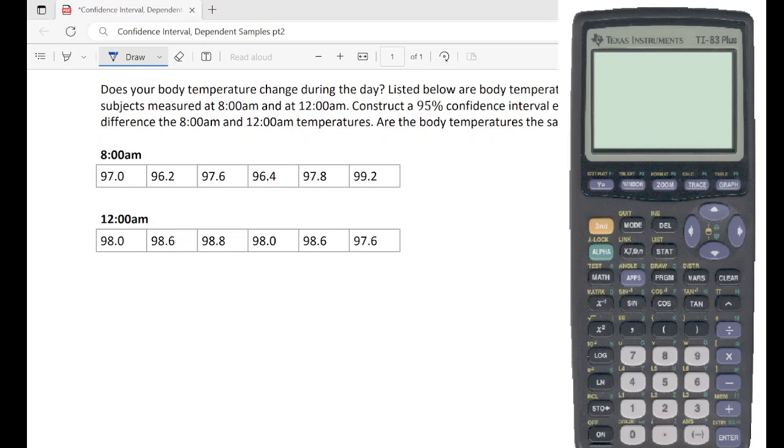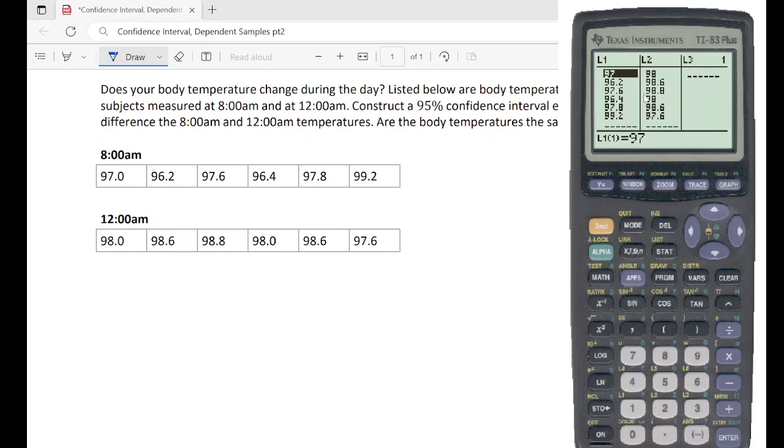Under Stat, 1 Edit, we are going to type in the information here. So 97, 96.2, 97.6, 96.4, and so on. Same thing with L2 for the 12 a.m., 98, 98.6, 98.8, and so on. Make sure that as the information is given to you, you type it in as such. Don't mix up the numbers.